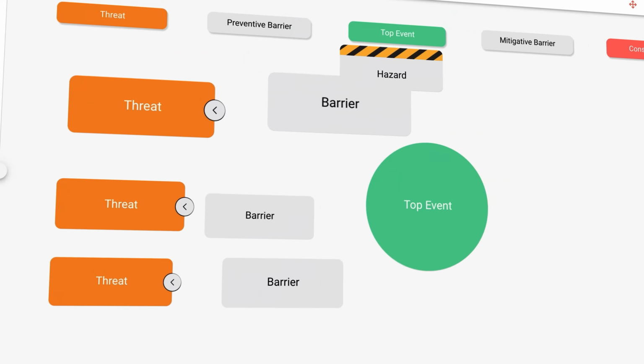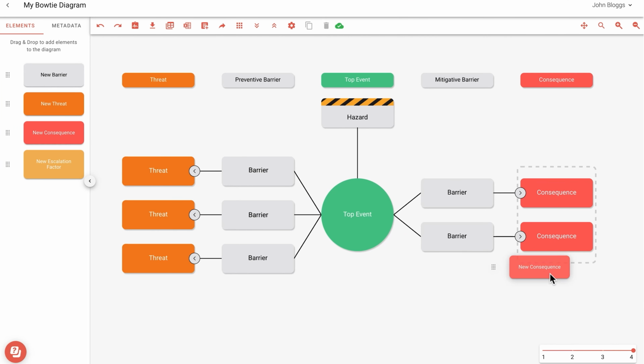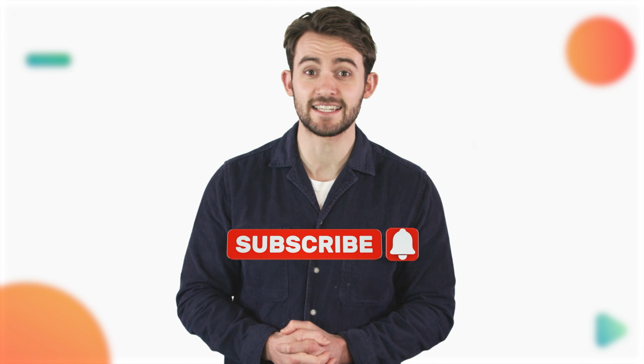Hello! In this video, you'll learn 7 tips that will instantly improve your Bowtie Diagram workshops and make them run like a dream.